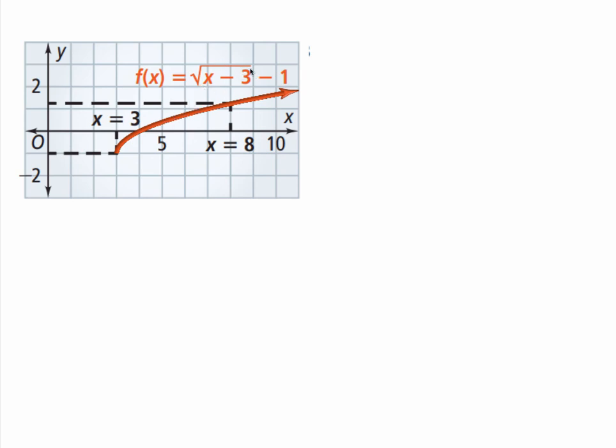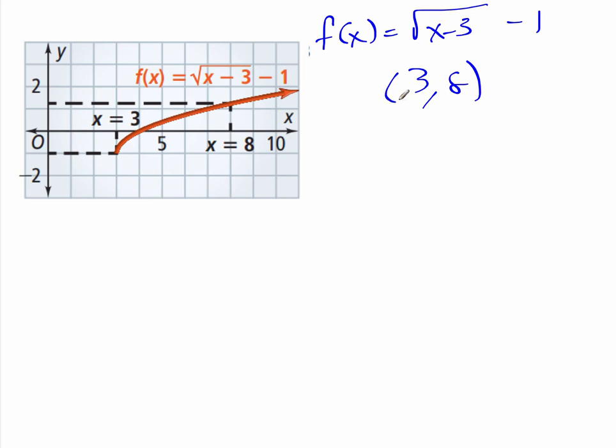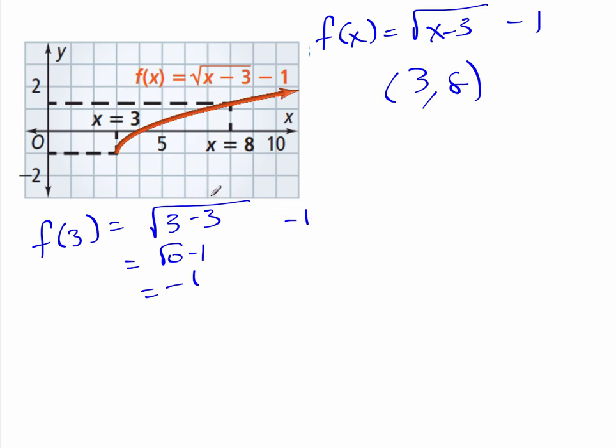Now, what if I have a wild and funky one like this? f of x is the square root of x minus 3, minus 1. And I want the max and min on the interval 3 to 8. Well, you do the same thing. You evaluate at those endpoints. The max and the min will occur on the endpoints. So f of 3 is going to be the square root of 3 minus 3, minus 1, which is the square root of 0 minus 1, which is negative 1. Now this really is okay because I'm not trying to take the square root of a negative number. I took the square root of 0. So it is okay for me to have an answer that is negative 1.